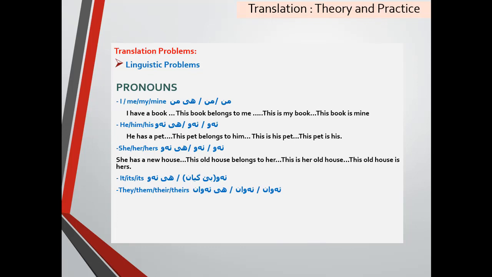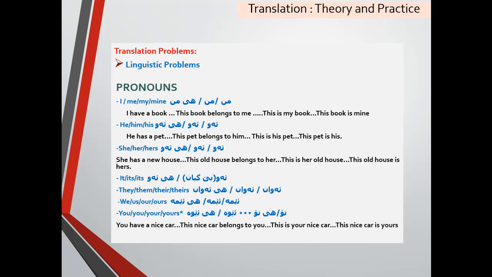This could be translated differently in Kurdish. We, us, our, ours. You, your, yours. This is the nature of English. It uses you for singular and for plural. For example, if you say you have a nice car, this nice car belongs to you.